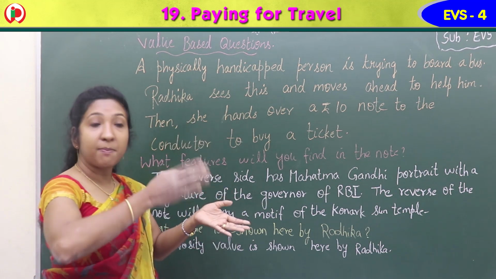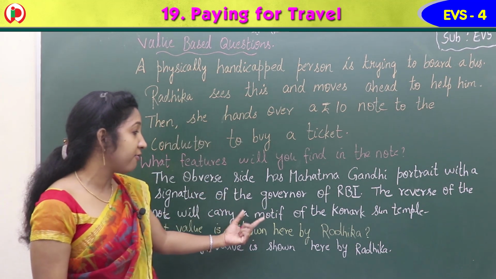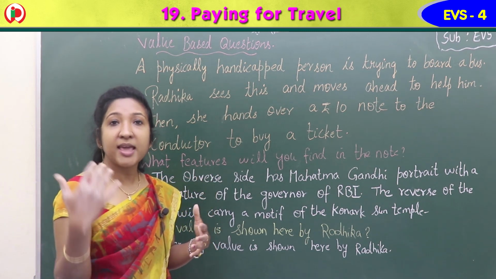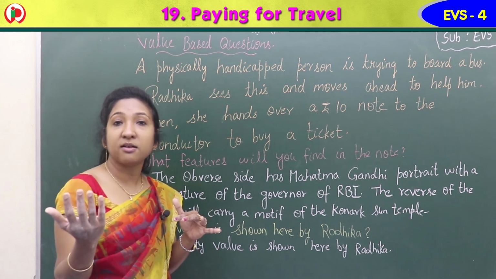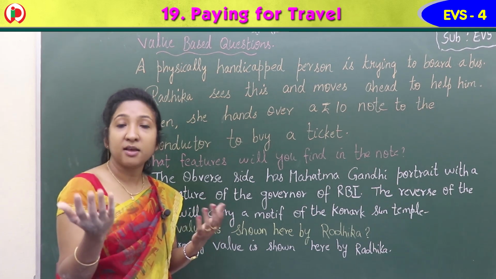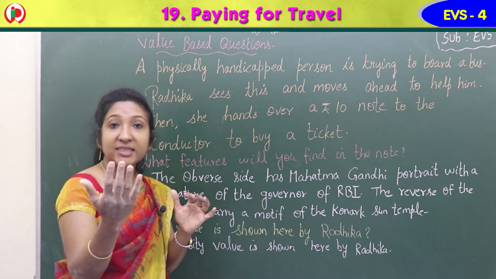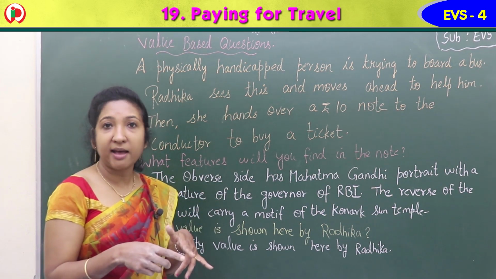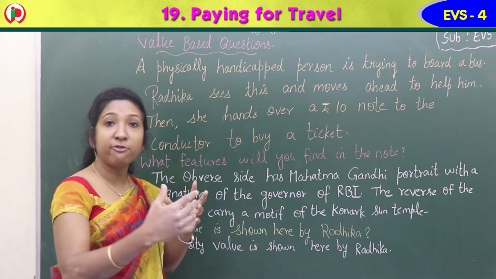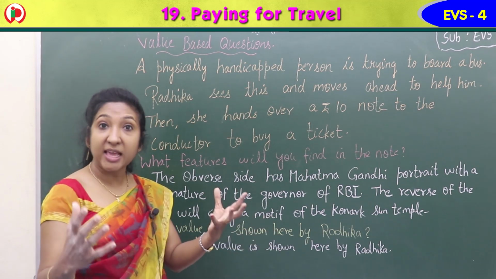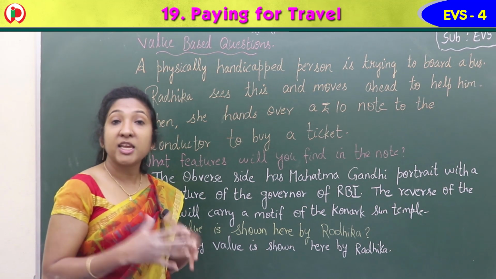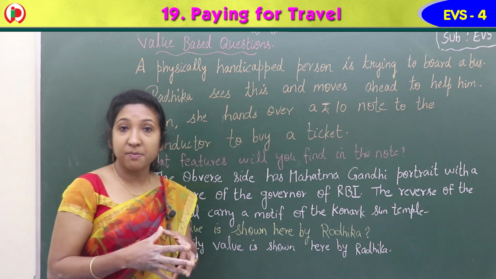The reverse, the back side of the note, will carry a motif of the Konark Sun Temple. Have you seen a 10 rupee note, children? Yes, take and see. Take the note from your parents. Ask your parent to show you the 10 rupee note, and on the front side you can see the picture of Mahatma Gandhi with the RBI governor's signature. On the back side you can see a motif, means a design, an image of the Konark Sun Temple. It's a famous sun temple in Orissa.